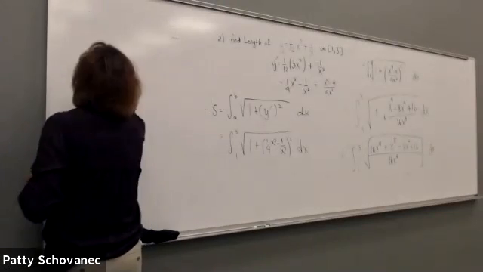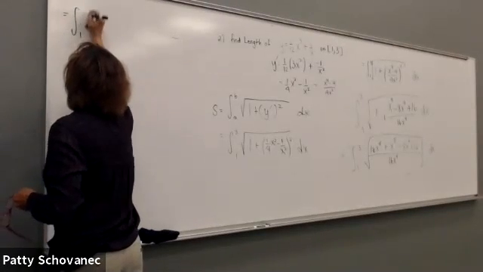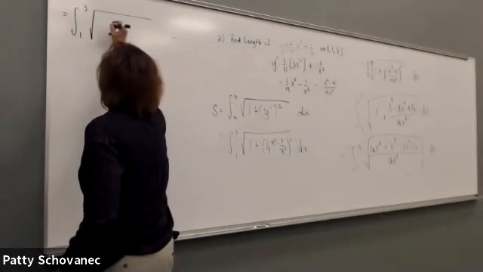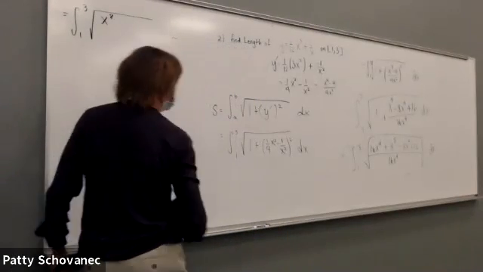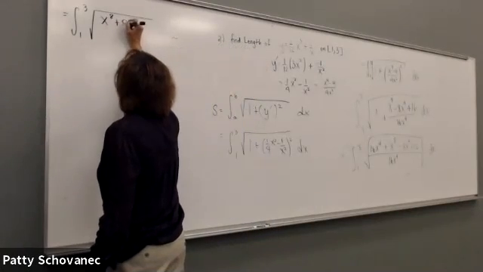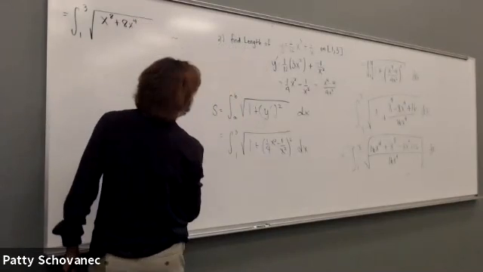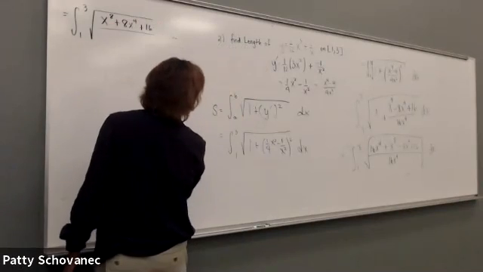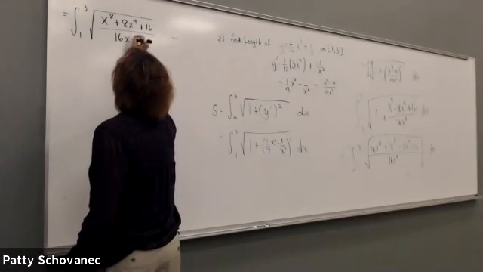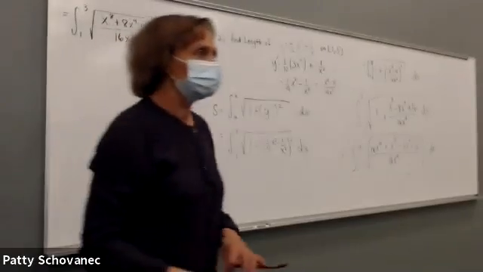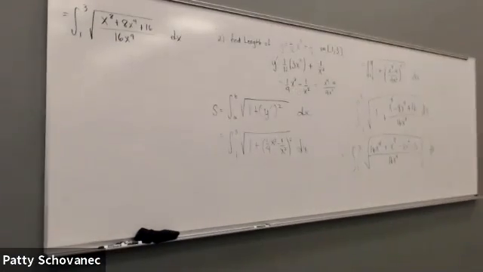And so I have the integral from 1 to 3. I'm going to put it in descending order. I'm going to have x to the 8th. We get a plus 8x to the 4th in the middle. Plus 16, all divided by 16x to the 4th. Are you with me to that?